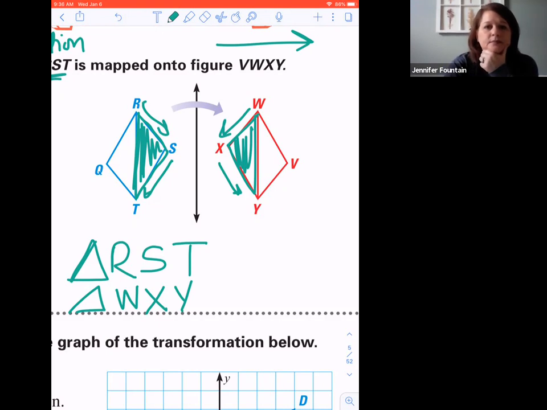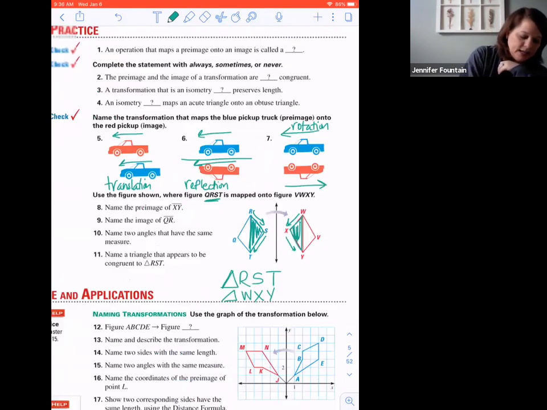All righty. We'll go ahead and get started back with 7.2. So we were talking about transformations in general, and now we're going to get more specific. And the first one we're going to be talking about is a reflection.